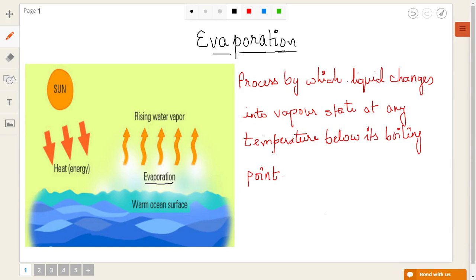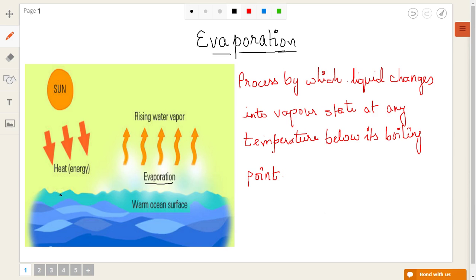Today I'm going to share a small video on the topic evaporation. Evaporation, by definition, is a process by which a liquid changes into its vapor state at any temperature below its boiling point. This image is going to make it clearer. You can see the heat energy here is coming from the sun, and this is the liquid surface.